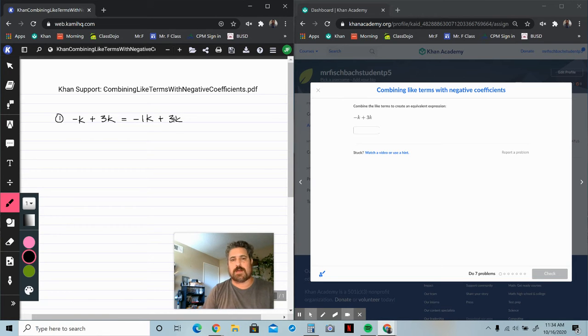And when you're combining like terms like this, all you have to do is work with the coefficients. So you just say, all right, I've got negative 1k, I've got 3k's. How many k's do I have in all? Well, 3k minus 1k is 2k. So that's really worth 2k.